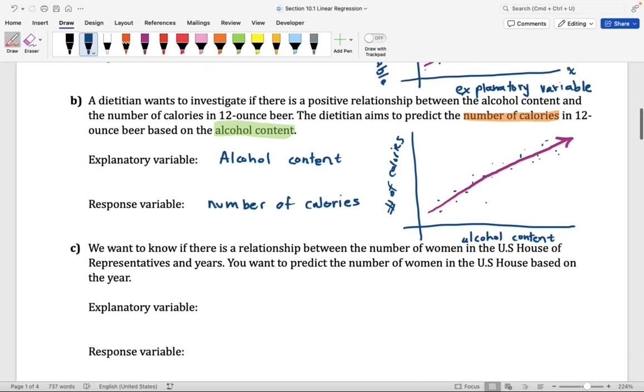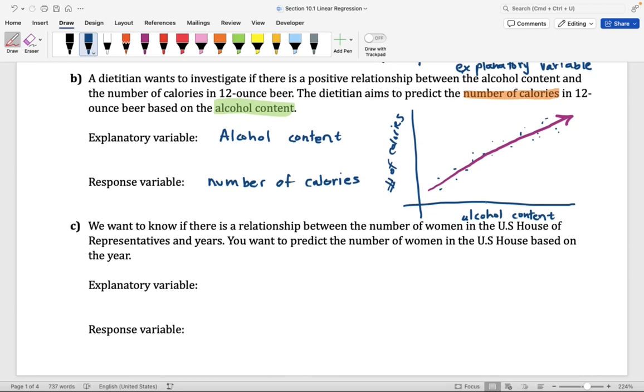Now, I'm going to let you do part C on your own. Here, you're being asked to identify the explanatory variable and the response variable.